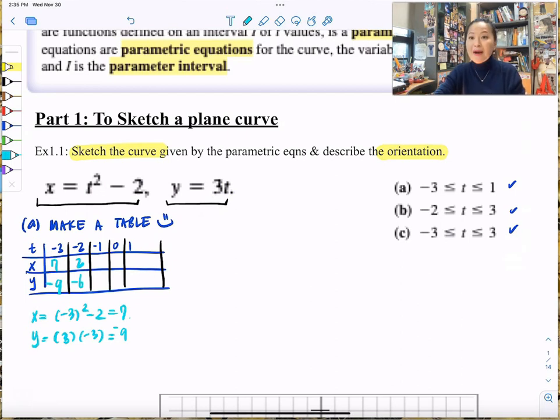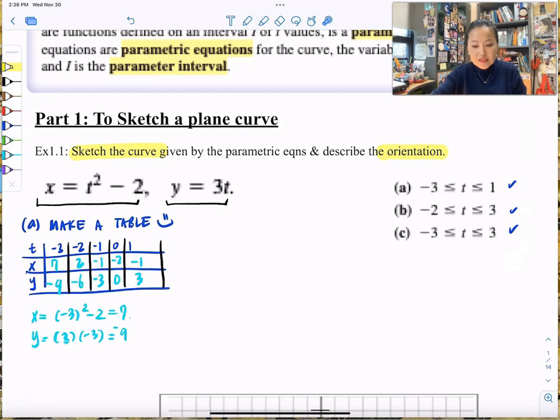Negative 1 squared minus 2 is negative 1. 3 times negative 1 is negative 3. 0 minus 2 is negative 2. 0 times 3 is 0. And 1 squared minus 2 is negative 1. And 1 times 3 is 3. All right, so we have still xy coordinates at this second.